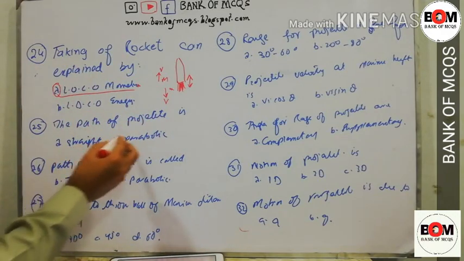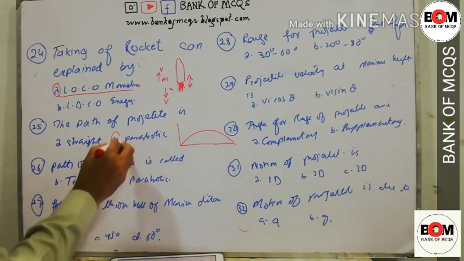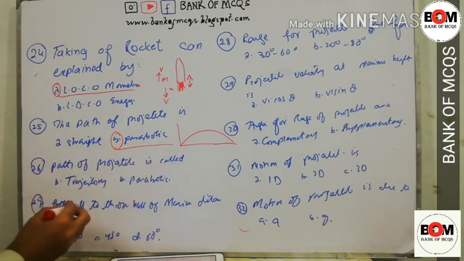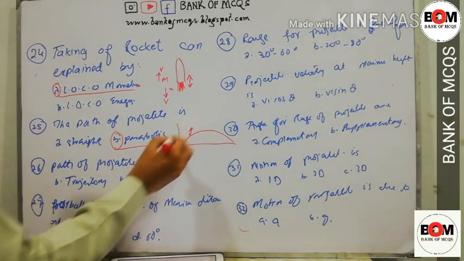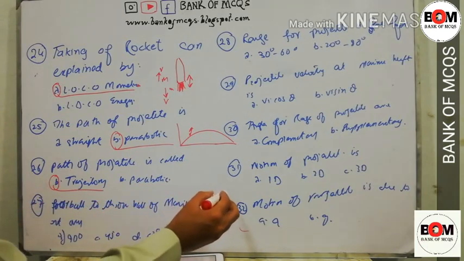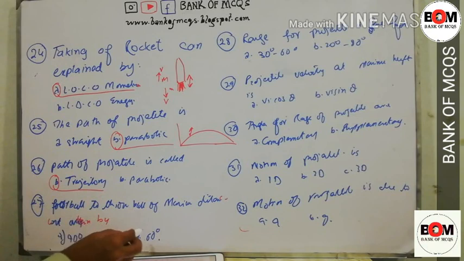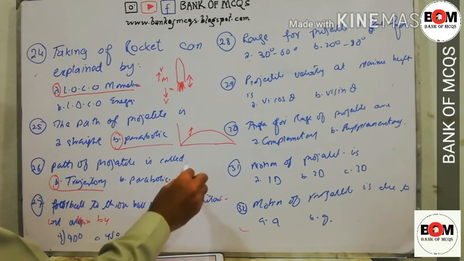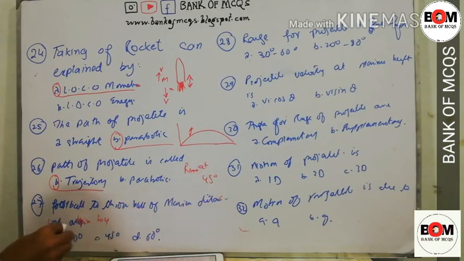The path of a projectile is straight or parabolic? Whenever a projectile is thrown, it follows a path that is called parabolic. The path of a projectile is called trajectory, parabolic, or elliptical. So the path of a projectile is parabolic and it has a special name, that is called trajectory. A football or ball to fly at maximum distance can attain it at 90 degree, 45 degree, or 60 degree. We know that the range is maximum at 45 degree. So the true angle is 45 degree.